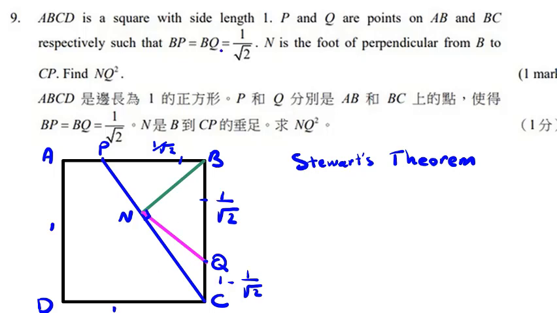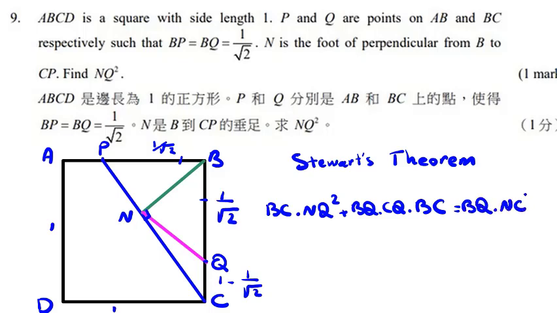So we want to find them. Let me write Stewart's theorem for this triangle. It will be BC times NQ squared plus BQ times CQ times BC equals BQ times NC squared plus CQ times BN squared. So the only thing we need is to find BN and CN.